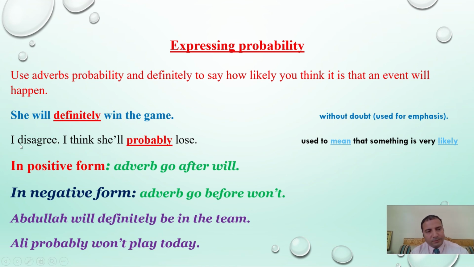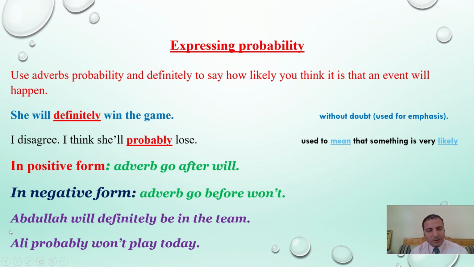Number 2, I disagree. I think she will probably lose. We use the word probably to mean that something is very likely. In a positive form, the adverb goes after will, and in a negative form, the adverb goes before won't.